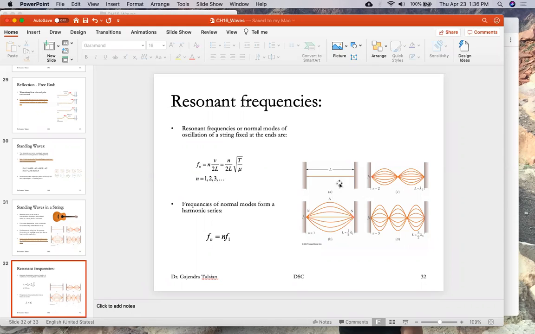So this string can vibrate at this frequency, that frequency, that frequency, and so on. So if this is 50 hertz, that's 100 hertz, that's 150 hertz, and so on, corresponding to n being 1, 2, 3, and so on. So the frequencies of the normal modes form a harmonic series, and the frequencies are n times the fundamental frequency.